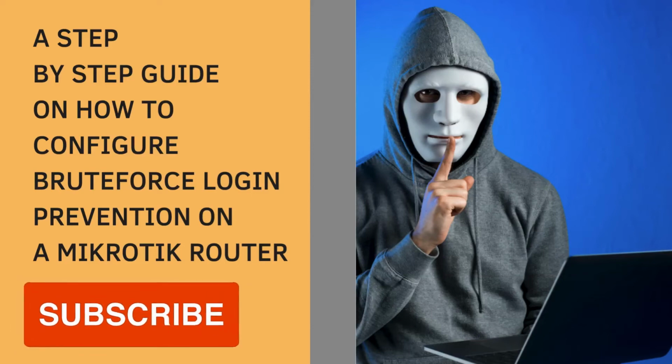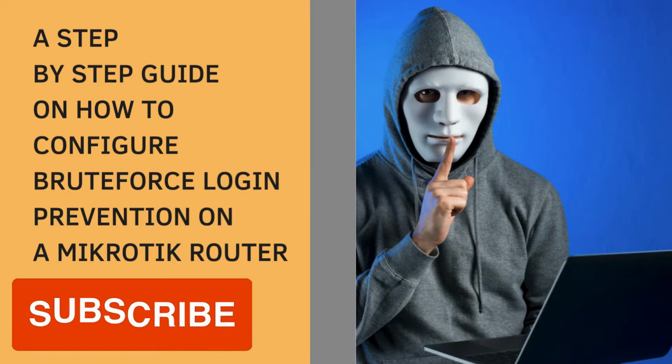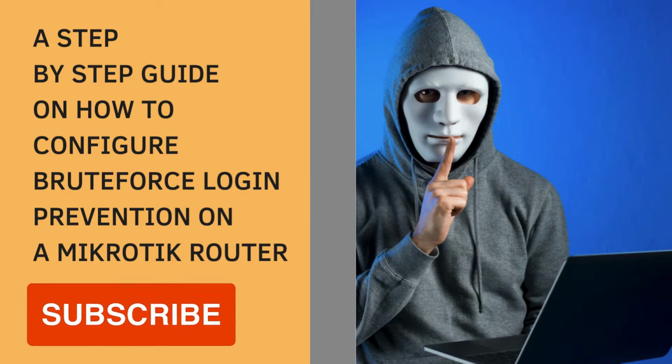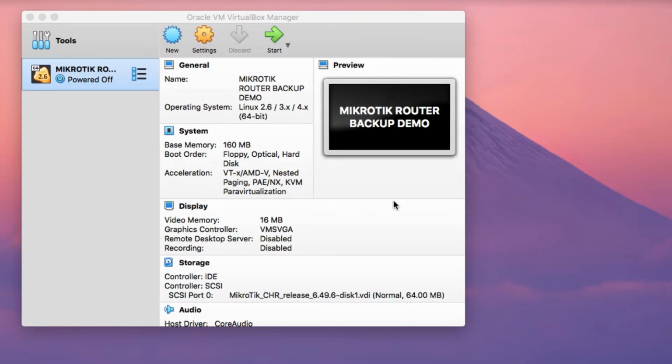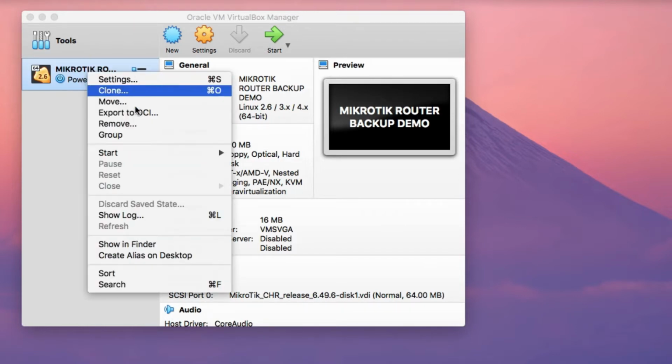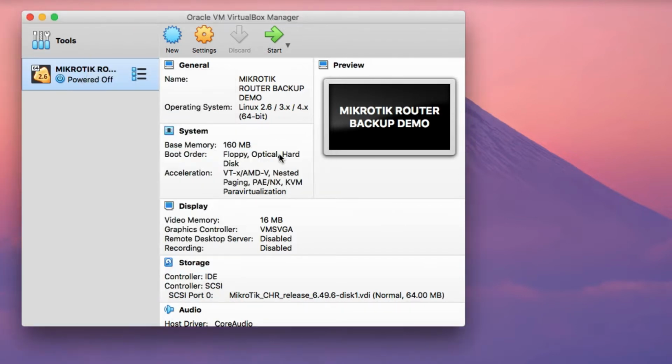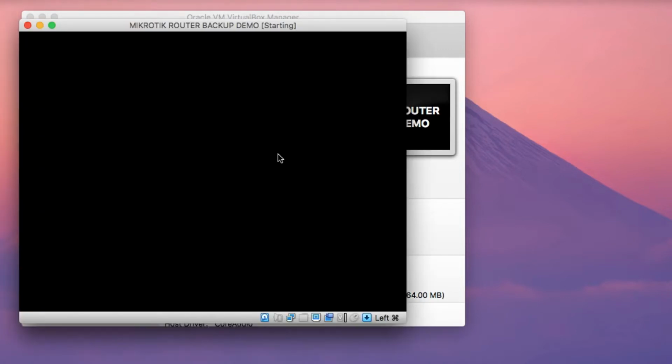Hi, so this is a step-by-step guide on how to configure brute force login prevention on a MikroTik router. The first thing I'm going to do is log in. I've got a cloud-hosted router with me here, so I'm going to start it up in VirtualBox and then connect using the WinBox configuration utility. Right click on the VM and then click on Start, Normal Start.